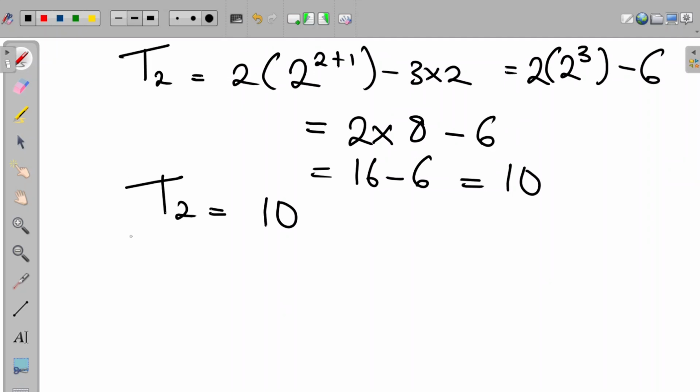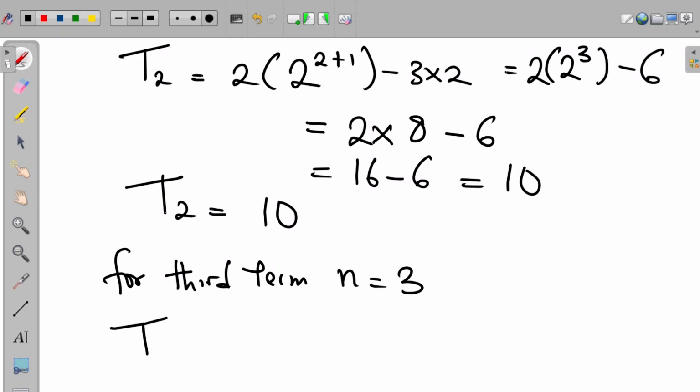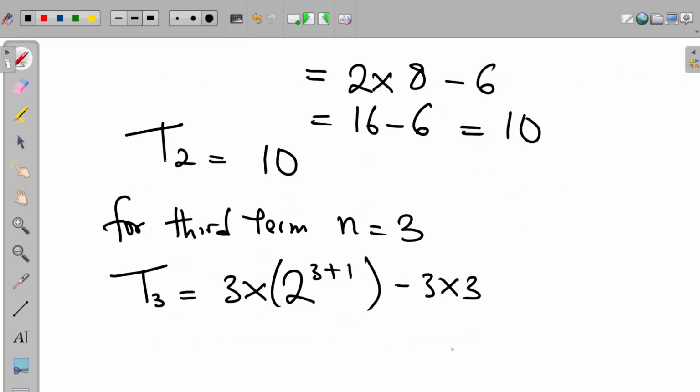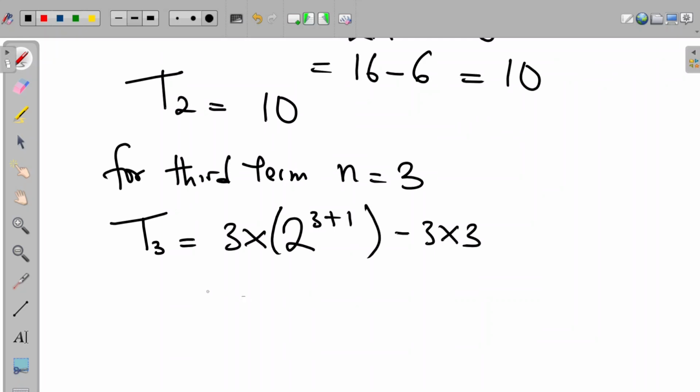Also, for the third term, we have that n is equal to 3. So we have 3 times 2 to the power of 3 plus 1, all enclosed in a bracket, minus 3 times 3. So the equation becomes 3 times 2 to the power of 3 plus 1, which is 4. So we have 2 to the power of 4, minus 3 times 3 is 9.